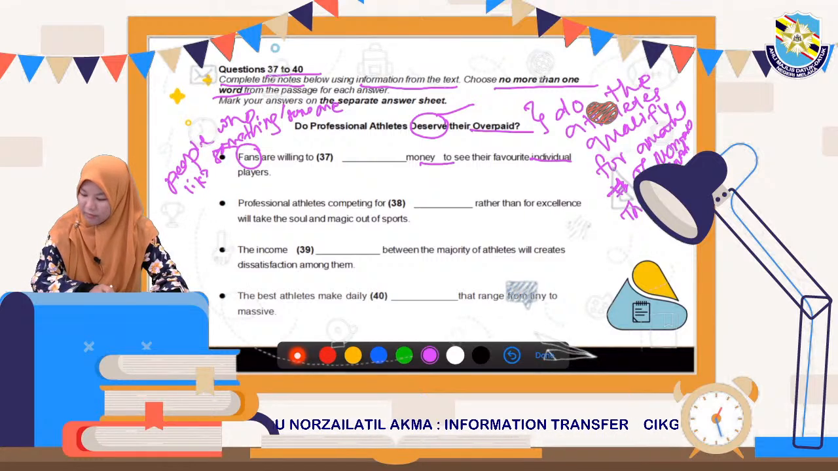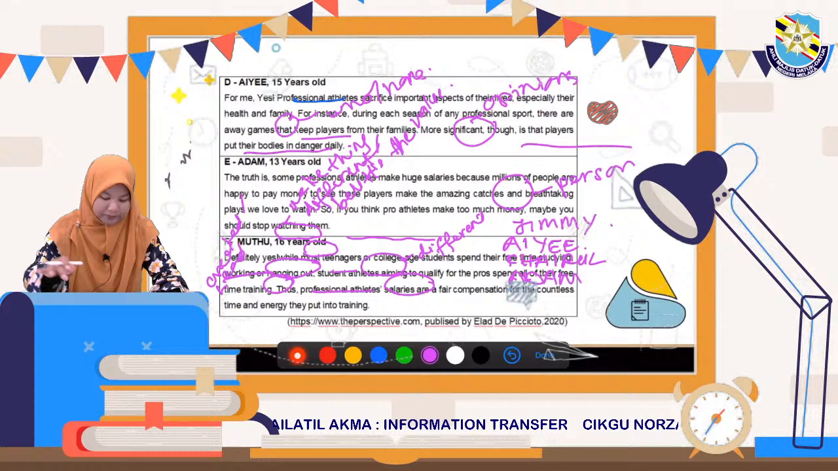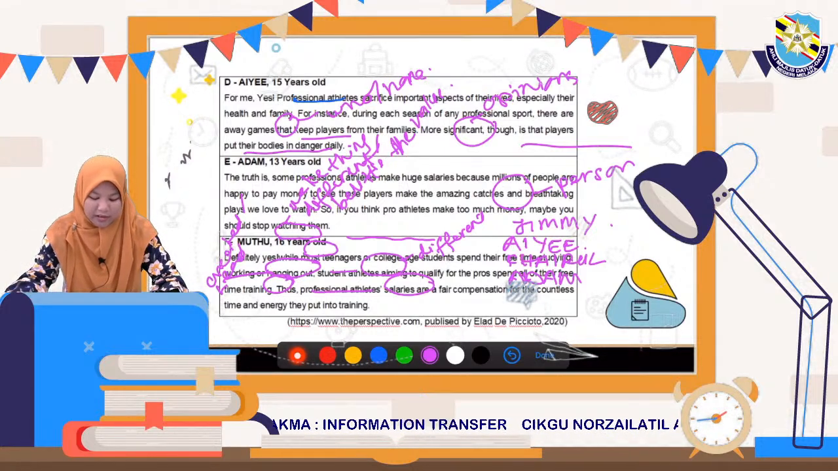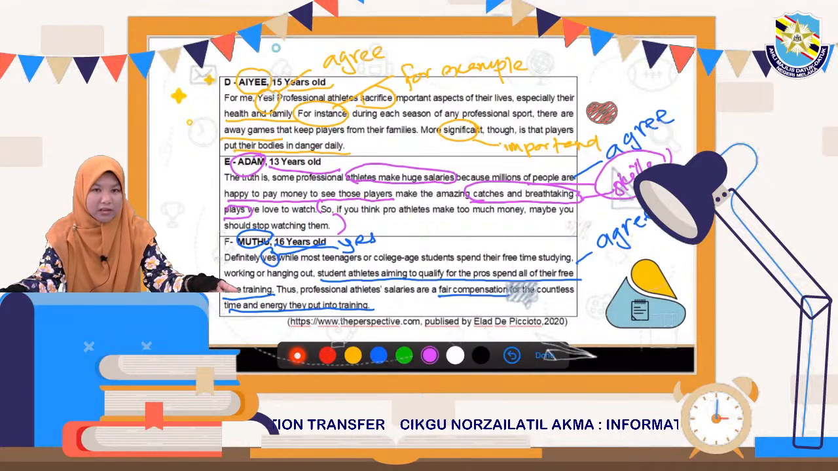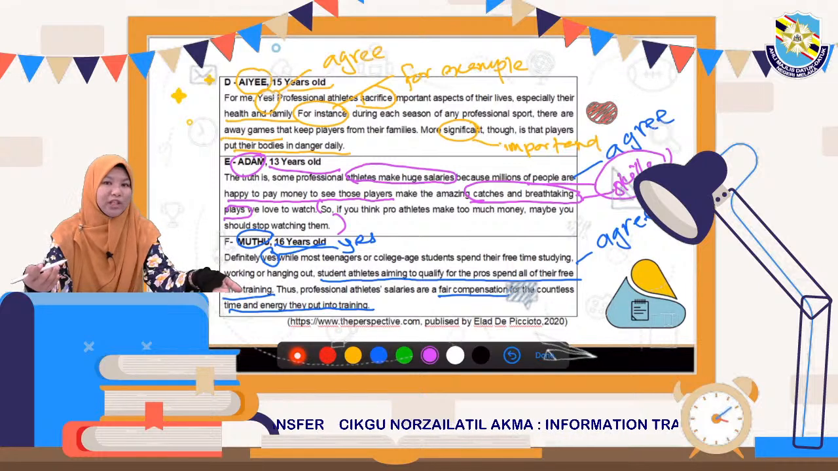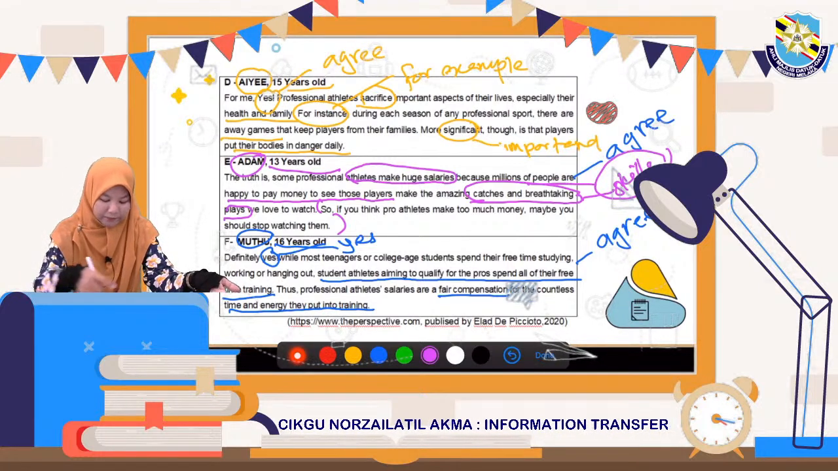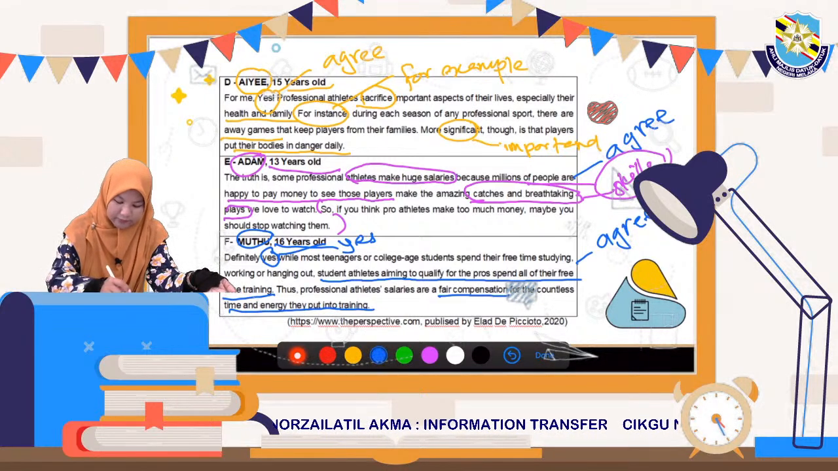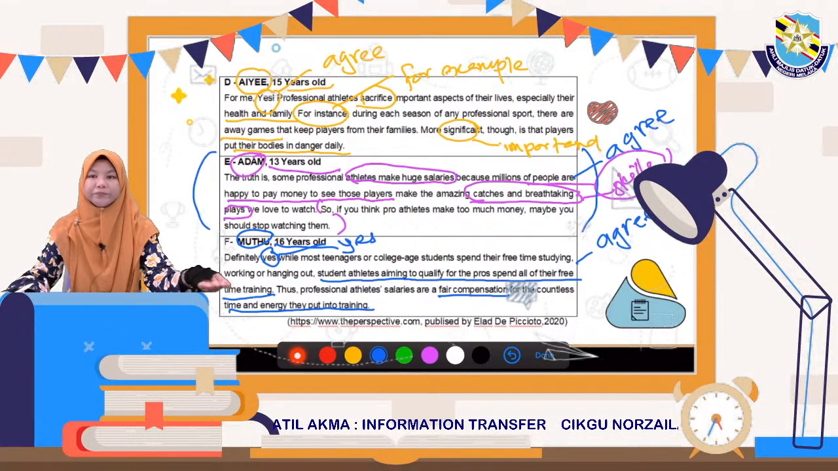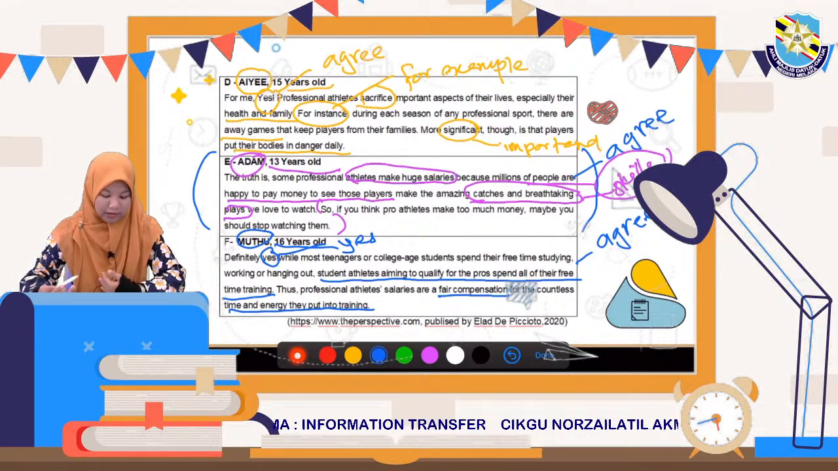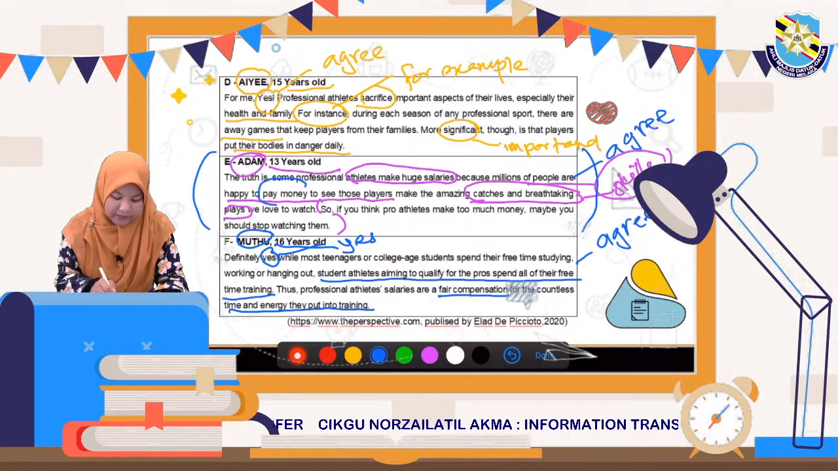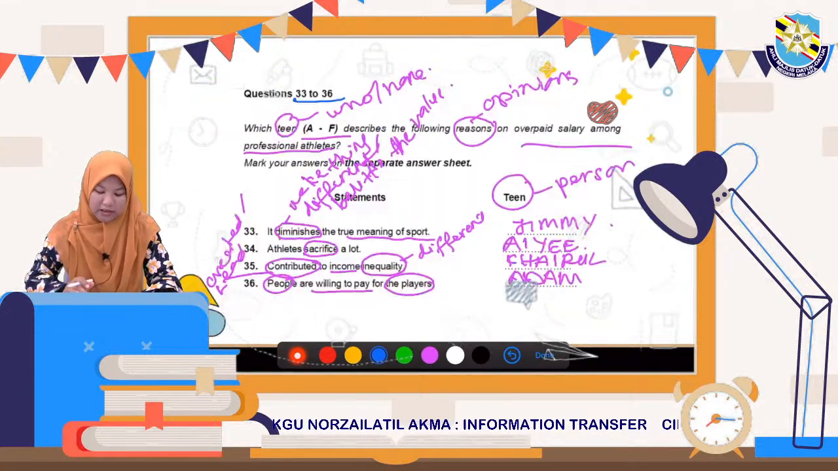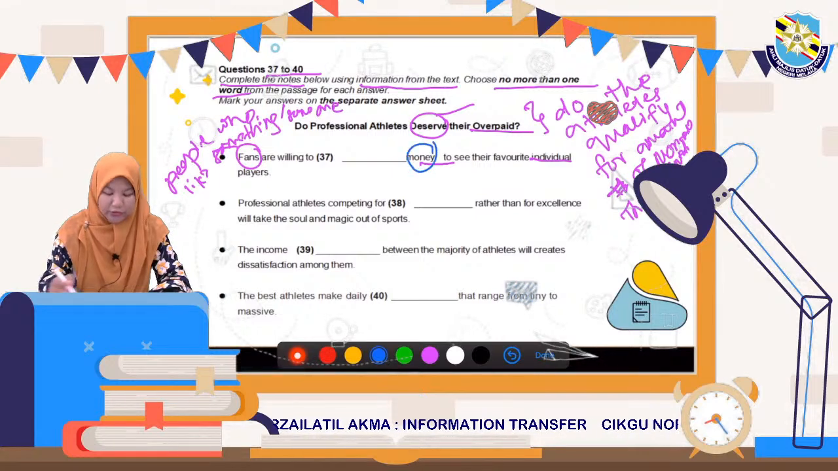Okay, in the text, I think this one is mentioned by Adam. Let's have a look at Adam. What are they willing to do with their money, as long as they can see their players? The answer is in the text. Or let's go through the text again. The truth is some professional athletes make huge salaries because millions of people are happy to pay money. This will be the answer here. Since the word money is already there, you only need to put the word pay.